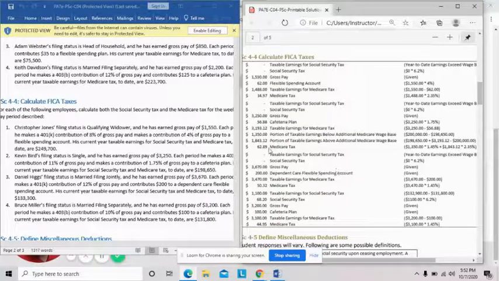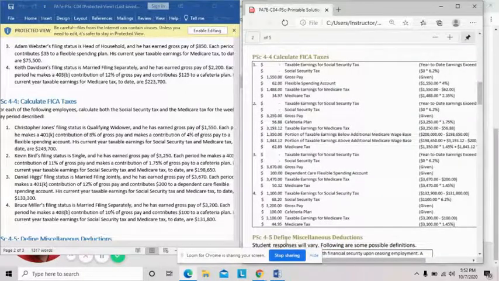After we find $1,843.12, that amount is multiplied by 2.35% here for the portion above. For the portion below, we multiply that by 1.45%. Add those two numbers, and then we get 62.89 for the Medicare tax.